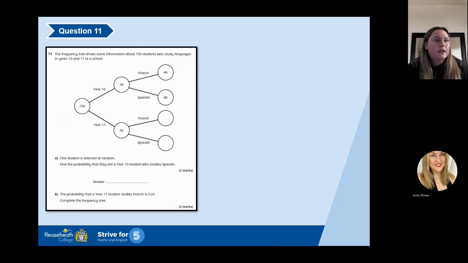Okay, question 11. It's a frequency tree. So this frequency tree shows some information about 150 students who study languages in years 10 and 11 at school. So we've got the 150 students here, then it goes off into year 10. So we've got 94 students in year 10, and we've got 56 in year 11. Okay, so one student is selected at random. Find the probability that they are a year 10 student who studies Spanish. So that'll be year 10 and Spanish.